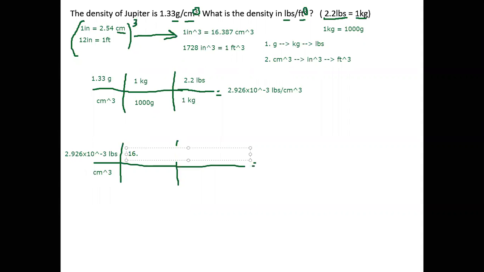Again, we're converting the denominator. And that means inch cubed goes on the bottom. The next step, we want to take inch cubed and convert it to foot cubed. So in our conversion factor of inch cubed to feet cubed, the inch cubed portion goes on top, and the feet cubed goes on the bottom.